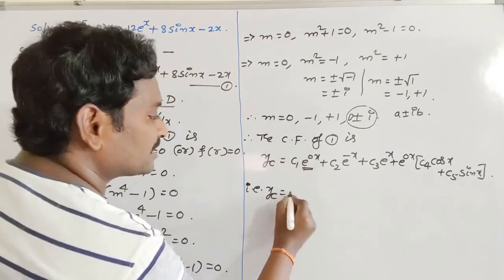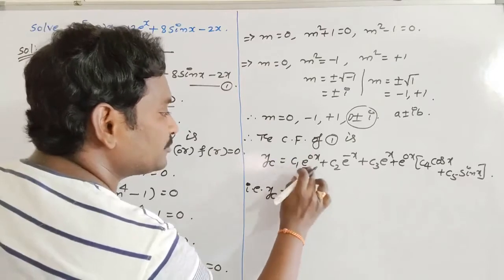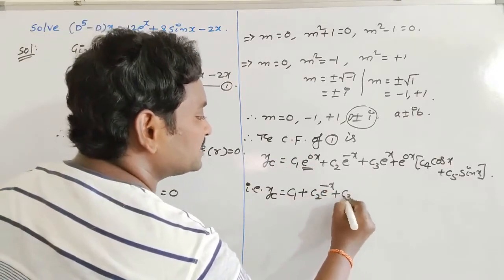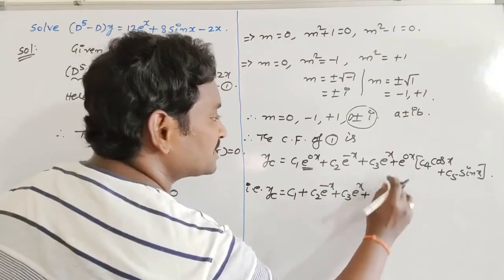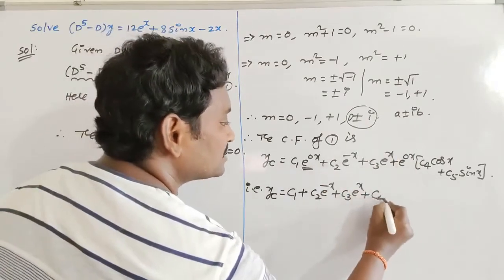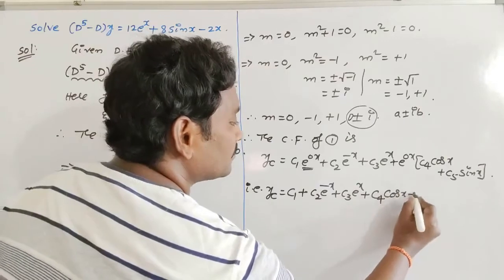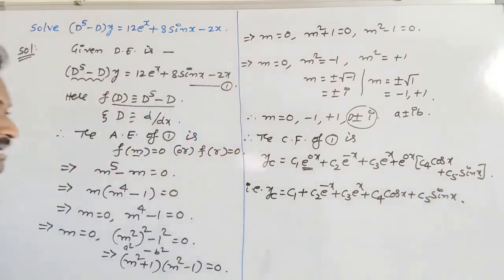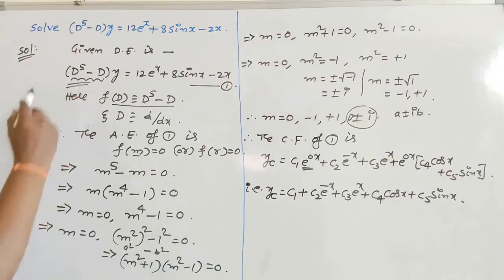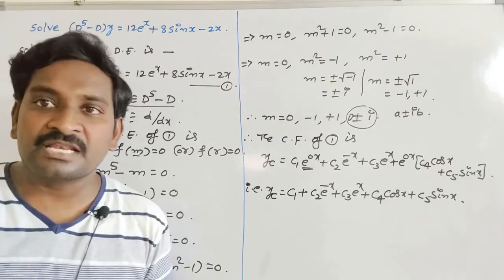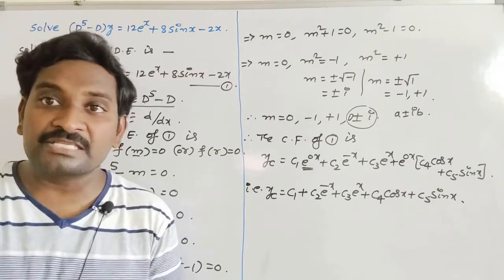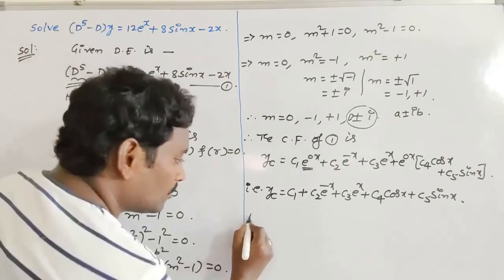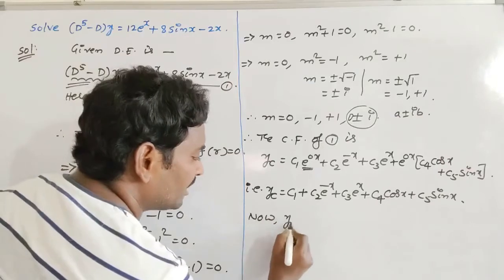So however yc can be written as c1 times e^(0x). e^(0x) is 1, so c1 times 1 is only c1. Plus c2 e^(-x) plus c3 e^x plus c4 cos x plus c5 sin x. Since the given differential equation is a fifth order differential equation, its general solution should contain 5 arbitrary constants. Don't forget it. Now we have to find yp.